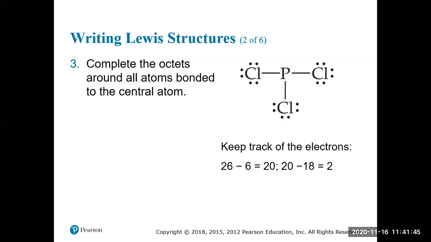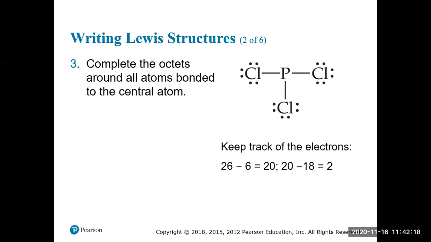The next thing we want to do is complete the octets for each of the atoms that bond to our central atom. In this case, it's the chlorine. So the chlorine has 2 shared electrons there, as signified by that bond with the fluorine. So we need to add 6 more electrons to each chlorine atom to give us 8 total. So that's the 6 dots you see around each of those chlorine atoms.